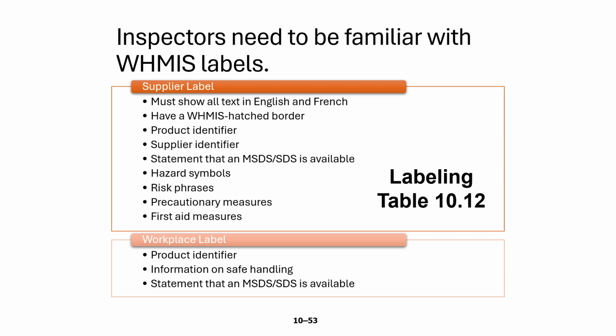The workplace label, however, only needs to show the product identifier, information on safe handling, and a statement that an SDS is available. In your manuals, if you go to table 10.12, it gives you illustrations and identifying information regarding labeling.